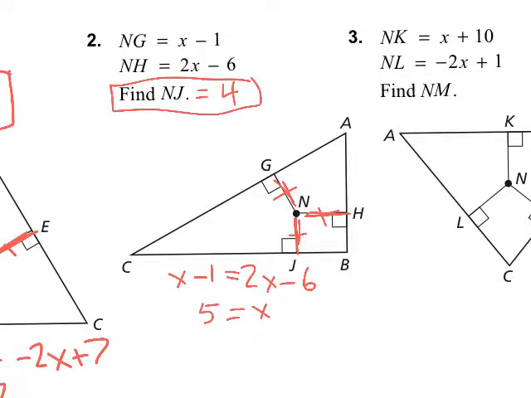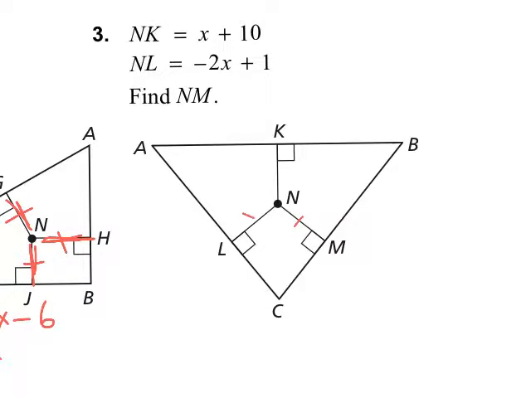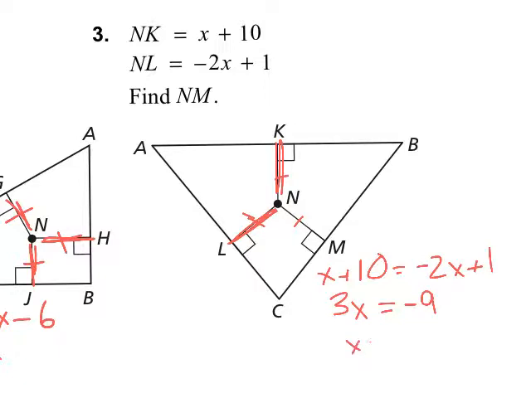Okay, and then last but not least, number 3. Again, we're looking at the incenter, so we know all three of these are congruent. It gives me NK and NL, so nothing special about this one. We're setting them equal to each other. x plus 10 is equal to negative 2x plus 1. Add the variables to the left, you get 3x. Subtract the 10 over, we get negative 9. So x is negative 3. Then I need to figure out NM, which is equidistant to the other two. If I plug negative 3 in, negative 3 plus 10 is 7. So NM is 7.